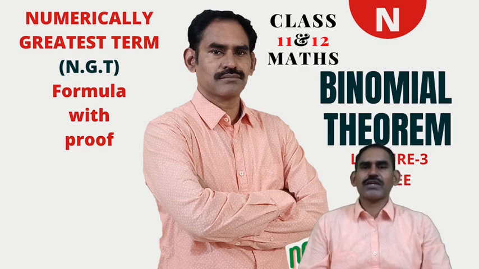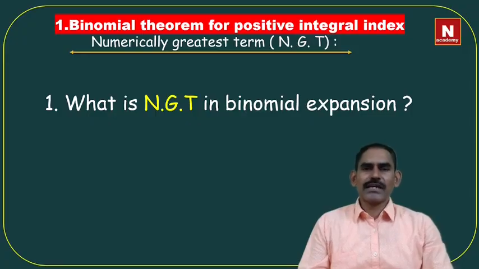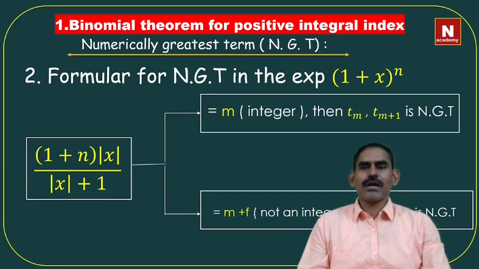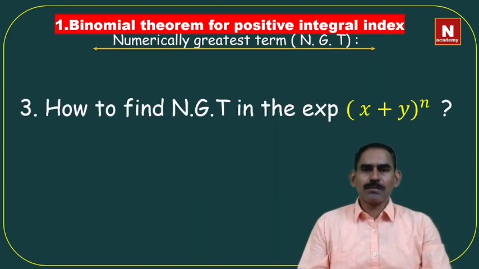This complete lecture, I would like to divide into 4 parts. In the first part, what is numerically greatest term in the binomial expansion? In the next second part, we are going to prove the formula for numerically greatest term in the expansion of (1 + x)^n. In the third part, how to find numerically greatest term in the expansion of (x + y)^n.